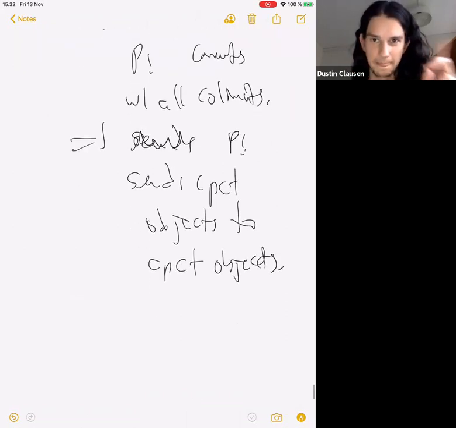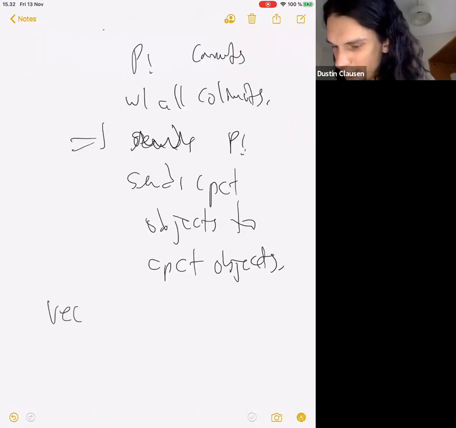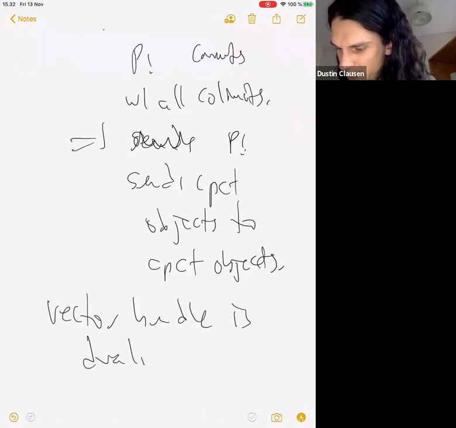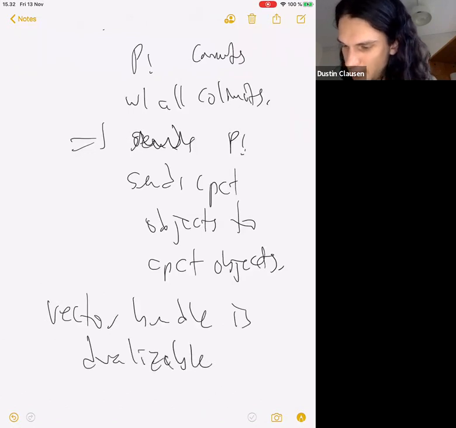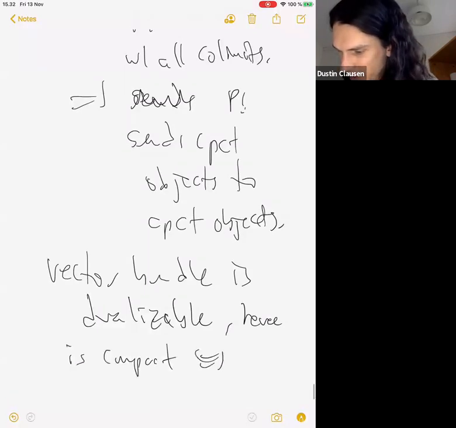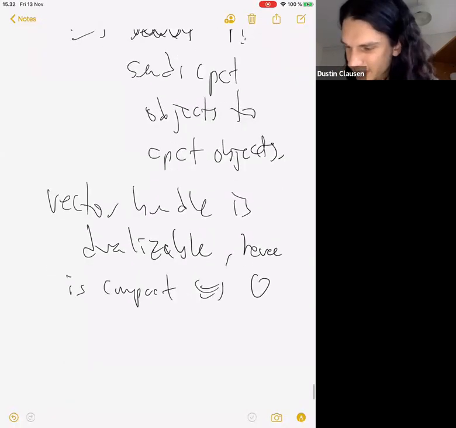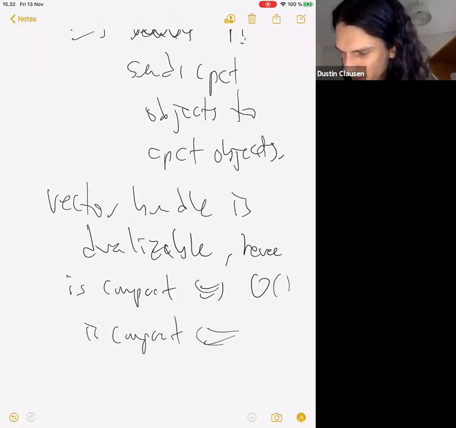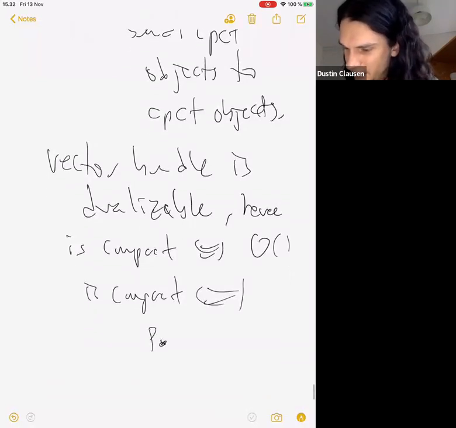Now, a vector bundle is dualizable. Hence, it will be compact if and only if the unit, just the constant sheaf, or the structure sheaf, sorry, is compact, which is the same thing as asking that P lower star commutes with all colimits.